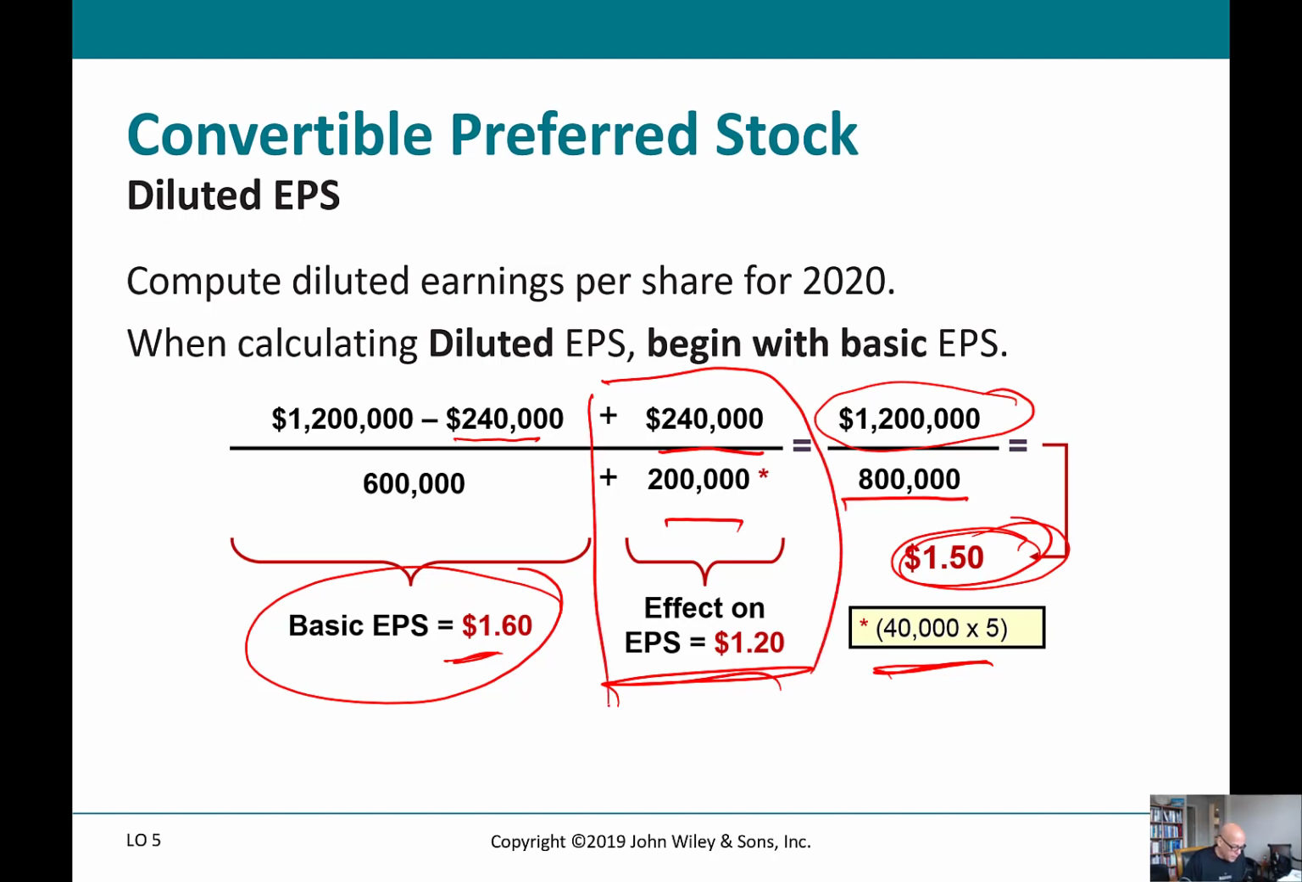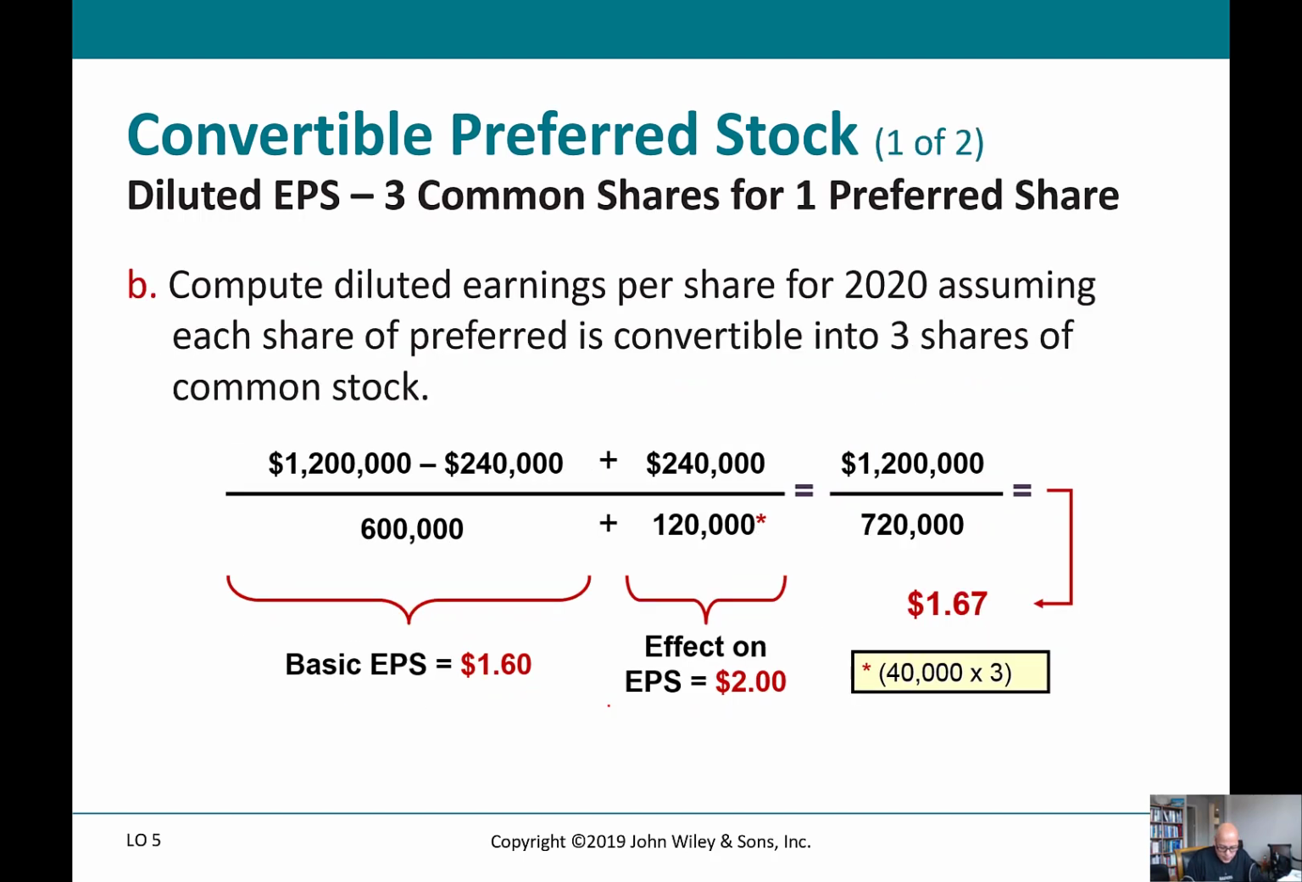Okay, good. Now you come over and you take a look at option B here now, and with option B, what happened was we can only convert those into 3 shares. Well, if that's the case, instead of the denominator going up 200,000, it only goes up 120.